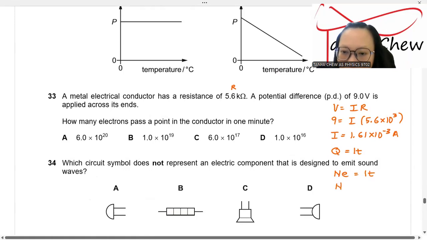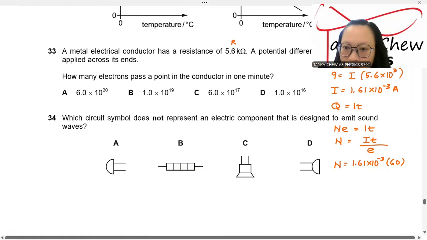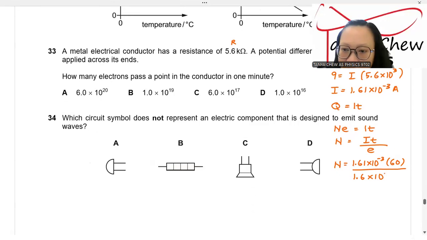So the number of electrons is equal to IT divided by the charge. The current is 1.61 times 10 to the power negative 3. In 1 minute, that is 60 seconds. You have to convert to seconds. Remember, yeah? And the charge of the electron can be taken from the data given. Right, so the answer is 6.03 times 10 to the power of 17, or 6 times 10 to the power of 17.